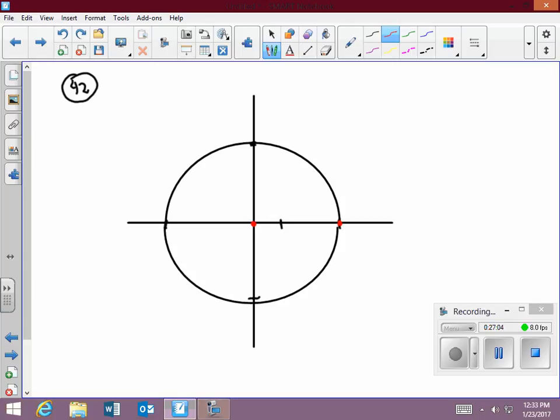Well, 1 radian, if I start here and I lay out that radius length on the circle, then that distance right there is 1 radian. One radian.